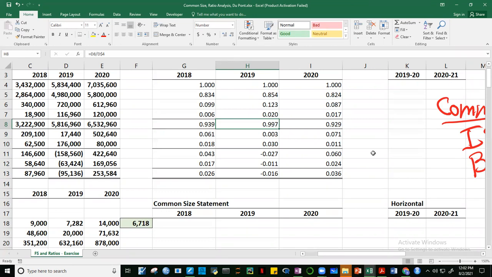So is it because of the wastages? Is it because of unusually high prices? Is it because hindi tayo nakasource ng murang raw materials? So these questions, a lot of questions, yan ang purpose ng financial statements analysis. Hindi pa pwede yung titingnan lang natin yung figure na yan, kailangan i-investigate yan.